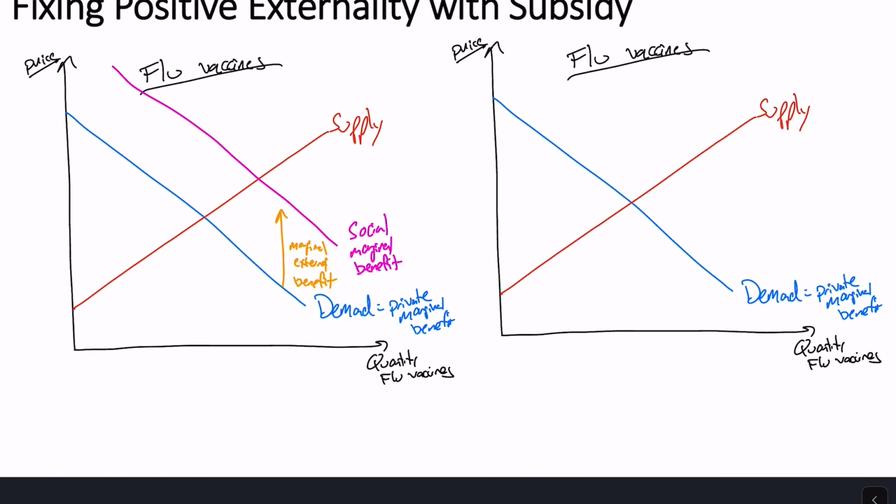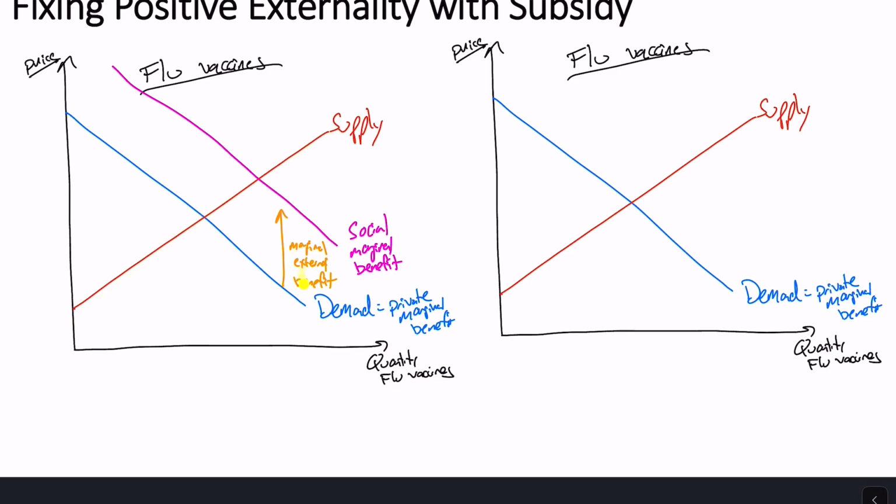All right, so now we're back to this positive externality problem. On the left, we have our flu vaccine market. Price of a flu vaccine, quantity of flu vaccines. We have our demand curve for flu vaccine. That's going to be our private marginal benefit. This is going to be the value to you of not getting sick yourself when you get the vaccine. Well, the supply of vaccines, this is going to be the marginal cost of production.